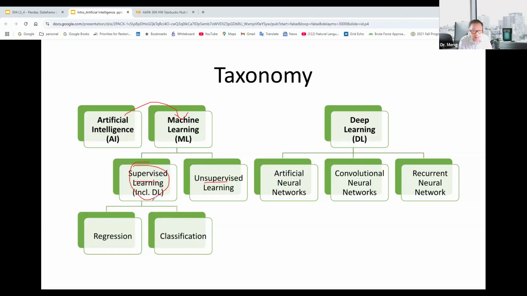This kind of thing we call supervised learning, because supervised is just like a teacher, right? The teacher gives you the question and tells you the answer. That is supervised. If I give you the question but I don't give you the answer, that kind of training is unsupervised learning, right? Because no one supervises you.